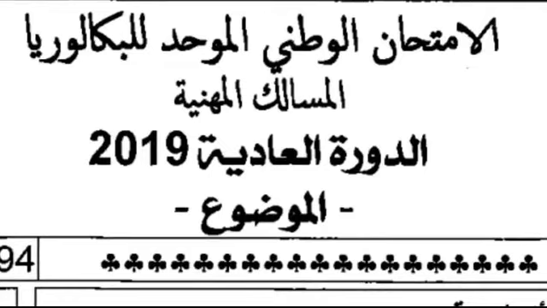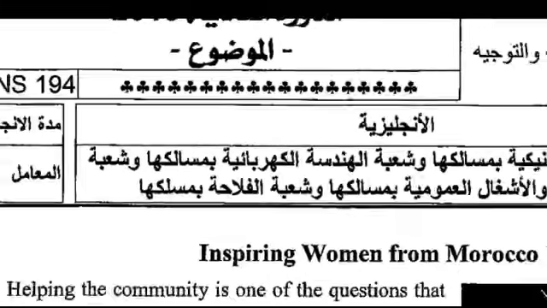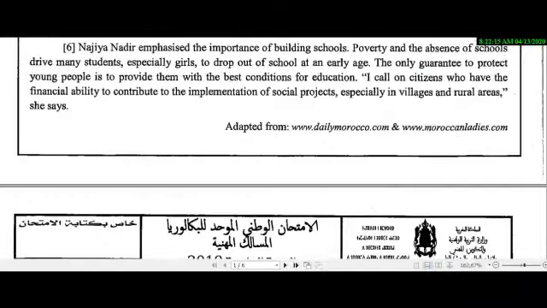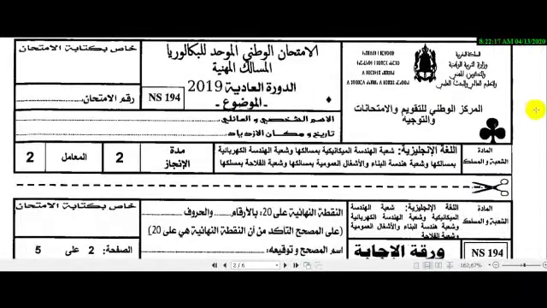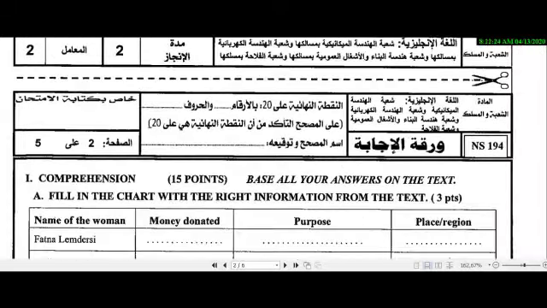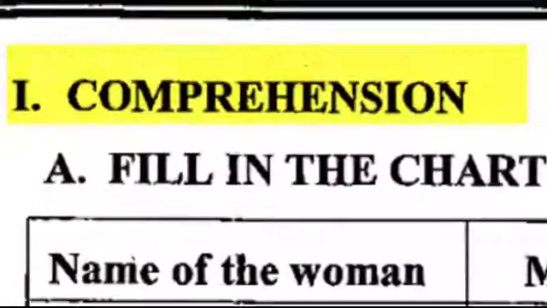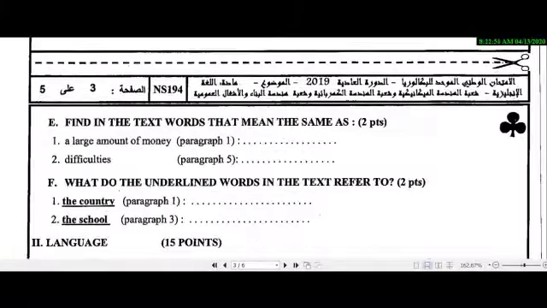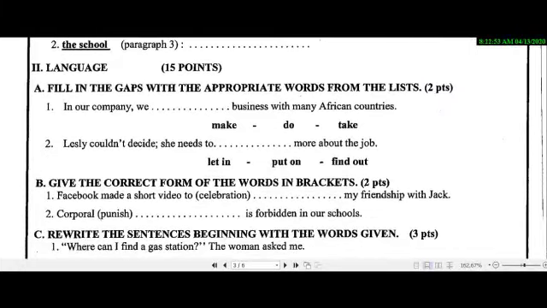The national exam is composed of three parts. The first part is a text with comprehension questions, as you can see here. We have one paper just for the text, and a second paper with the comprehension questions. The second part of the national exam is language, which is worth 15 points. The last part is writing, which is worth 10 points.